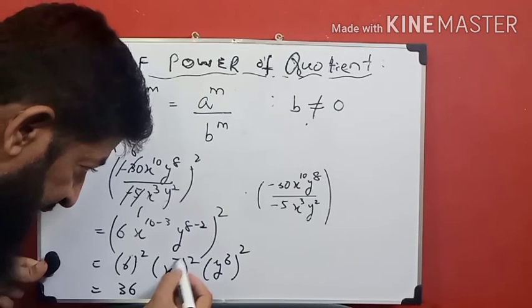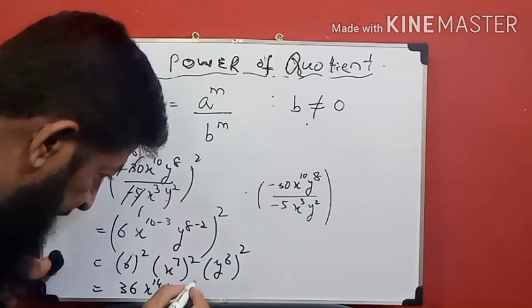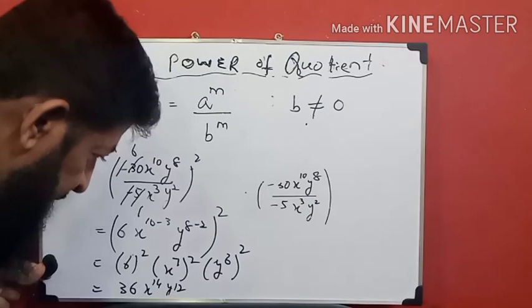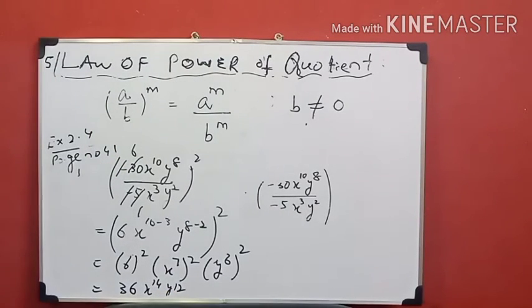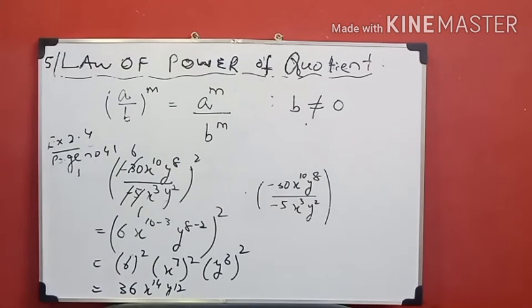x raised to power of power, 7 twos are 14, and y raised to power, 6 twos are 12. This is the simplified form of the question and it is the answer of this question. I think all of you now understand the law of power of the quotient, the law of quotient of power, the law of power, the law of product of power and the law of power of product. These are the 5 laws for real numbers we have completed today.